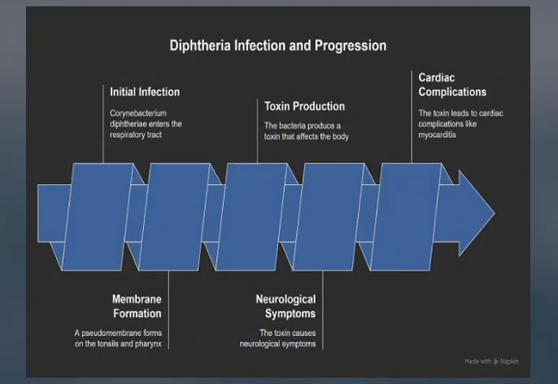Understanding the progression of diphtheria infection helps us grasp its clinical impact. It begins when Corynebacterium diphtheriae enters the respiratory tract. Soon, a pseudomembrane forms on the tonsils and pharynx, obstructing airways. The bacteria produce toxin that spreads systemically, leading to neurological symptoms and cardiac complications like myocarditis. This stepwise progression highlights why early detection and treatment are so vital.